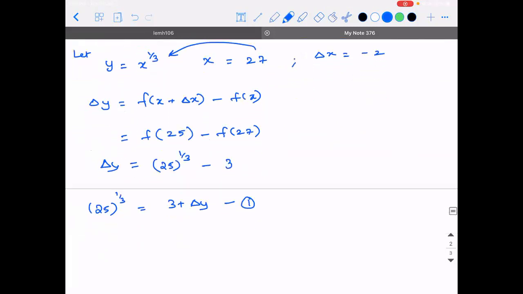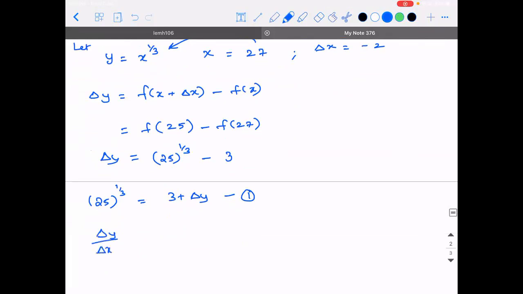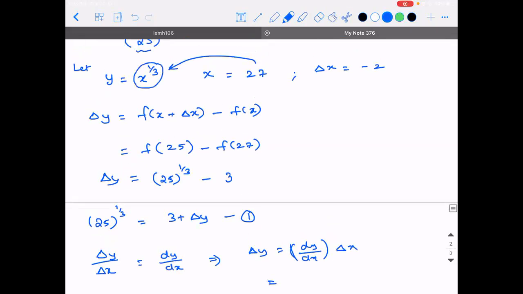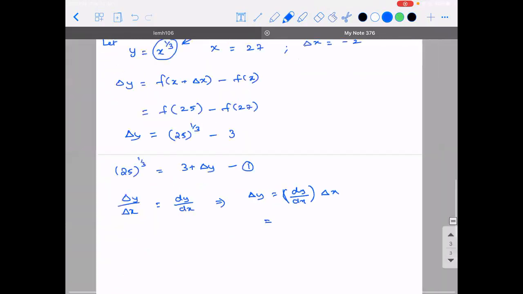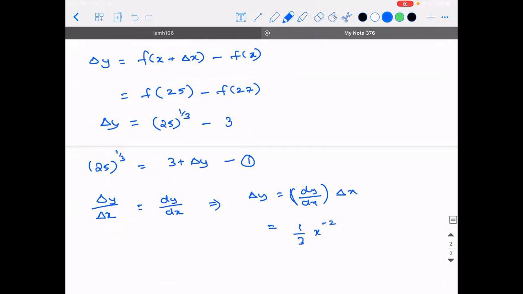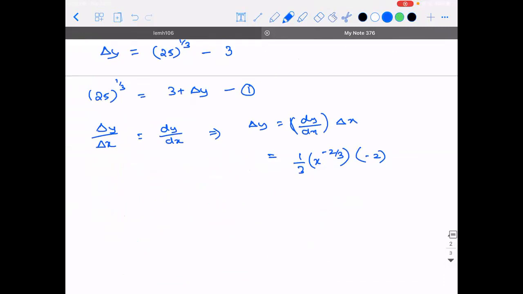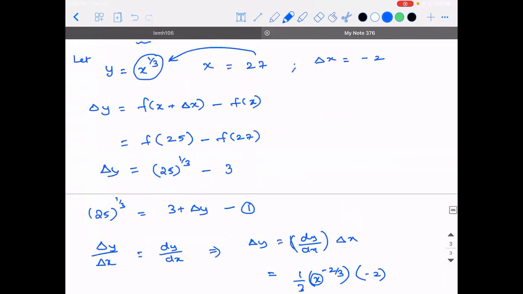Then what are we supposed to do? We will write delta y by delta x is equal to dy by dx, which implies delta y is equal to dy by dx into delta x. But what is dy by dx? Derivative of x power 1 by 3 is 1 by 3 into x power minus 2 by 3 into delta x. What is the value of delta x, guys? Is it not minus 2? So what do we need to substitute in the place of x? X should be 27, not 25. X is 27.